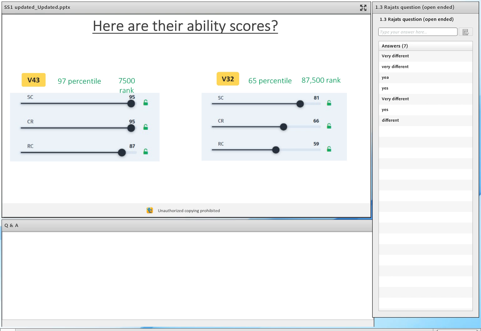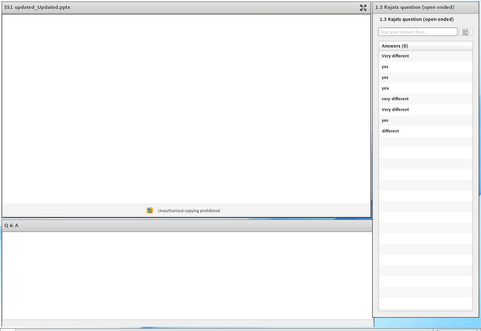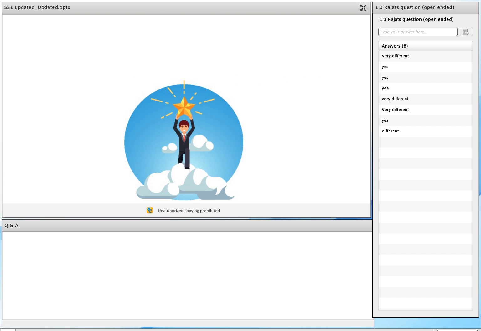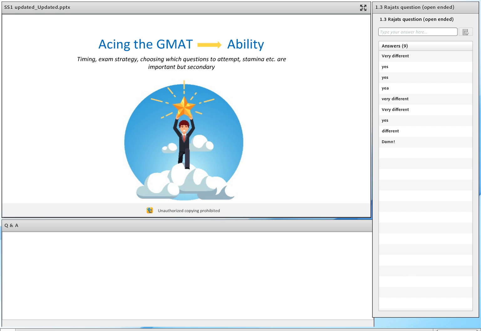When you add the difficulty level of questions that were being served to these guys, even though they made a very similar number of mistakes, because of the difficulty level, you're going to really see that. So acing the GMAT is all about ability. A lot of people worry about timing and exam strategy, choosing which questions to attempt and all of that stuff. They are important, but not as important as other things.